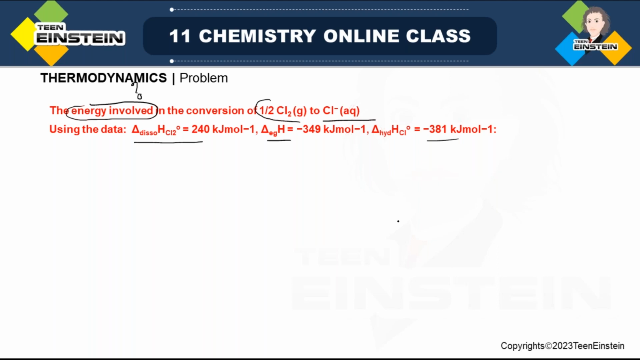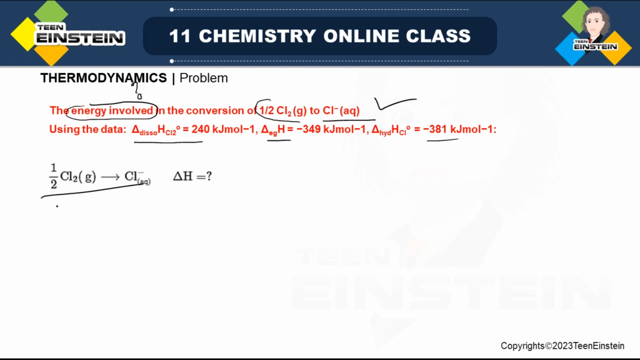The first process, dissociation of chlorine, is that the bond between two chlorine atoms will be broken. Then after electron acceptance, Cl from gaseous state will be converted to Cl minus ion in gaseous state, and the final step is from Cl minus gaseous to Cl minus aqueous. But the overall process is this: half chlorine gaseous to Cl minus aqueous.